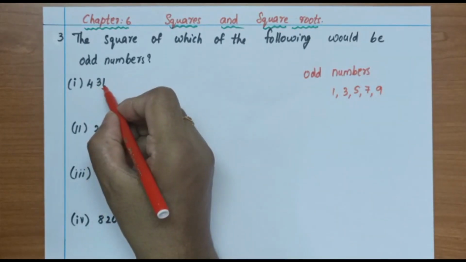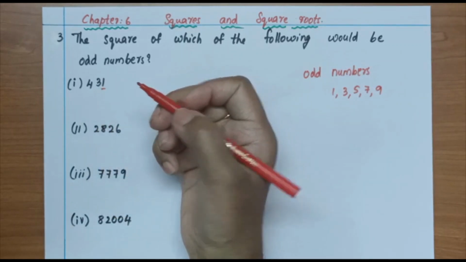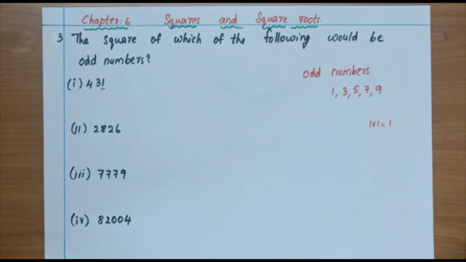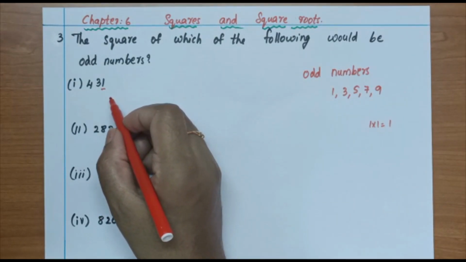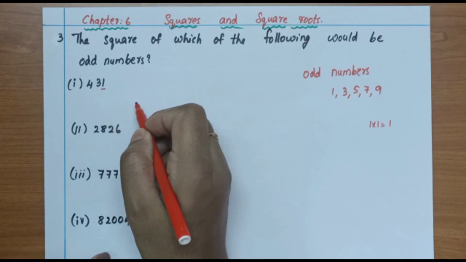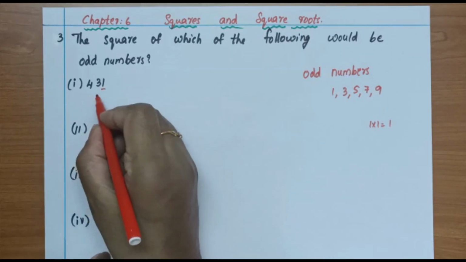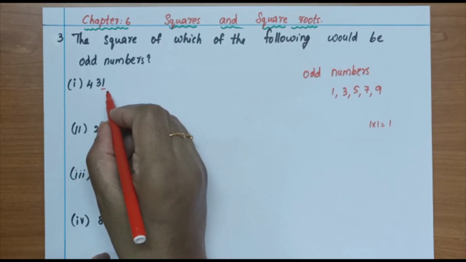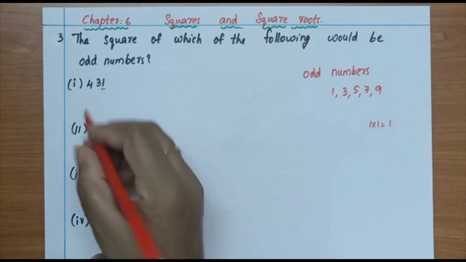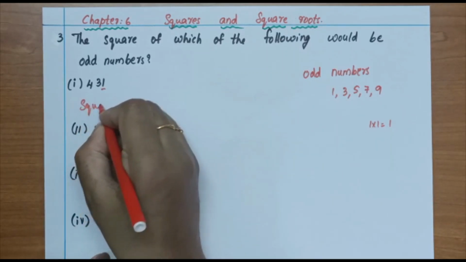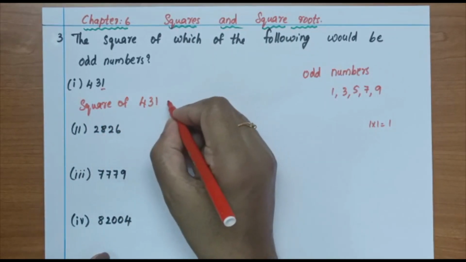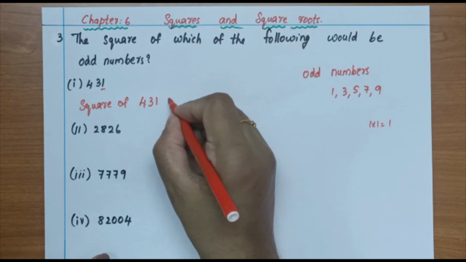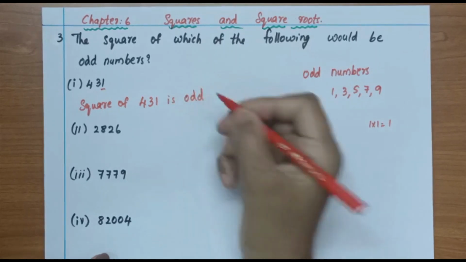We know that 431 is ending with 1. When you multiply 1 two times, or take the square of the unit digit, 1 into 1 will be 1. That means the square of the given number 431 is ending with 1. That's why the square of 431 is odd.